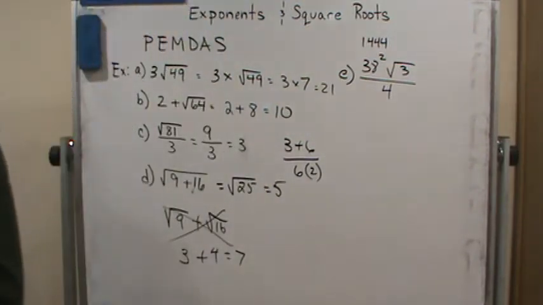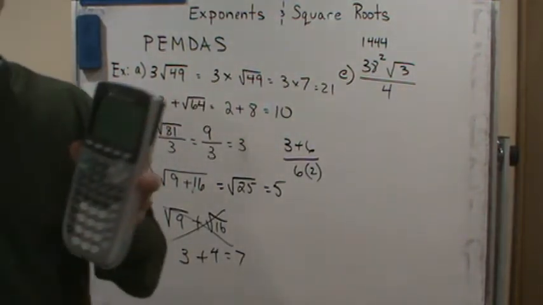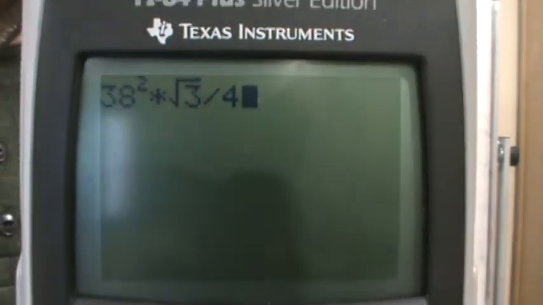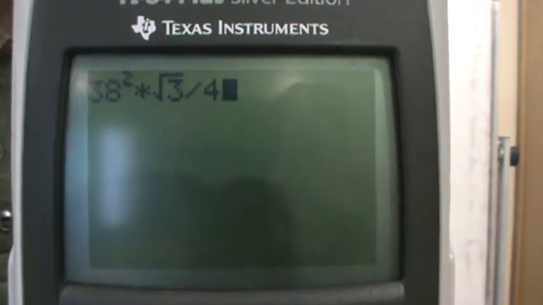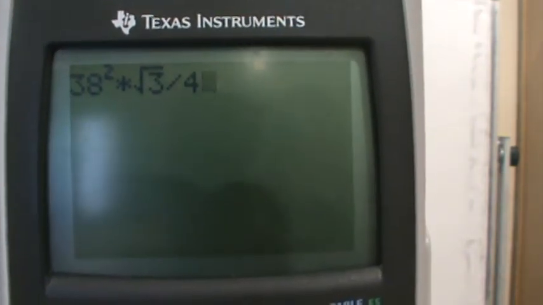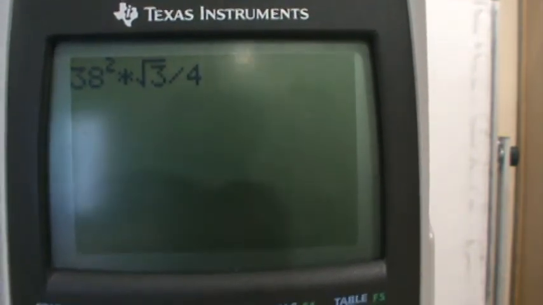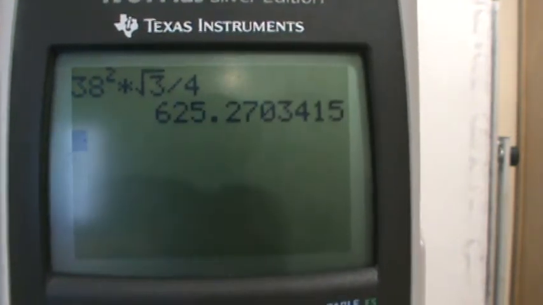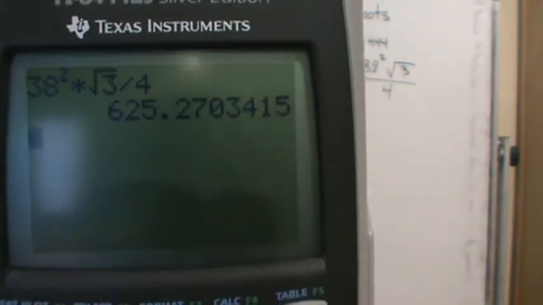Okay, so now let me show you what I'm getting here. So that's what I did. I just put it in. Now if I hit enter, all I did was I wrote 38 squared times the square root of 3 divided by 4. And so that is what I get. I get the correct answer.